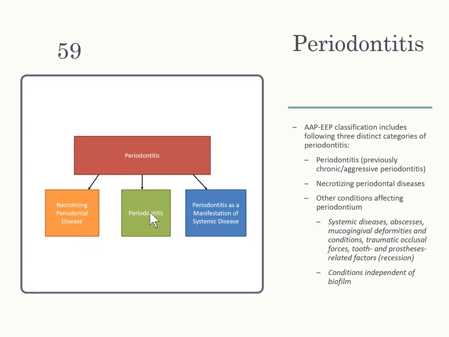Periodontitis, it used to be called chronic or aggressive perio, and now it's just periodontitis. And then we have periodontitis as a manifestation of systemic disease. Sorry, I'm going to go back and say when someone has any of these conditions, we must stage and grade, and I'll go over that in a bit. Manifestation of a systemic disease. So systemic disease could be diabetes, for example.